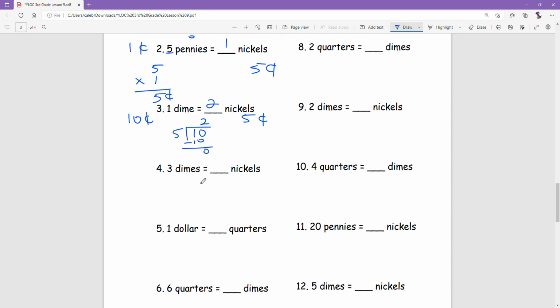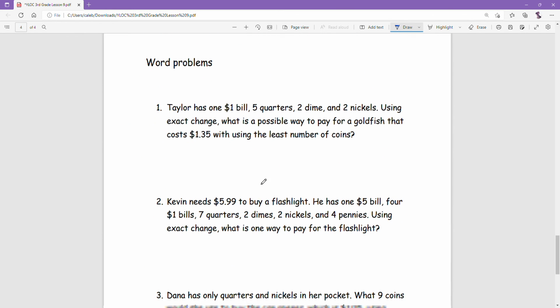We can go over number 4. We know that 1 dime is 10 cents and 1 nickel is 5 cents. So we have 3 dimes equals how many nickels? So first we're going to find out how much 3 dimes cost by doing 10 times 3, since each dime is 10 cents and we have 3 dimes. So it's 30 cents. And then we need to find how many nickels are in 30 cents. So we have 30 divided by 5 because each nickel costs 5 cents. And 6 5s go into 30, and 5 times 6 equals 30. So 30 minus 30 is 0. So it's 6 nickels. Let's move on to the last page, word problems.